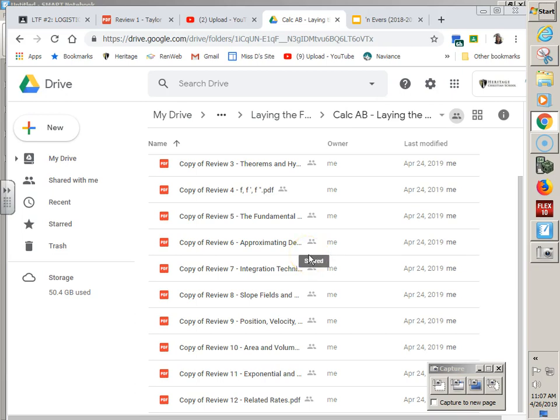Yes, but I'm not going to split up evens and odds. It's going to have to be the entire packet. My advice would be to print it like I print it here, with the double and back to back, to save on paper.